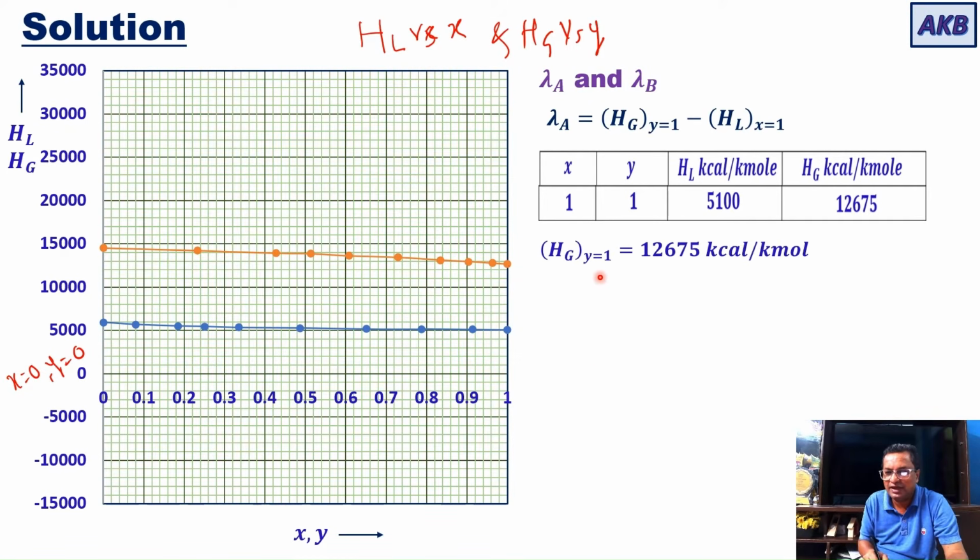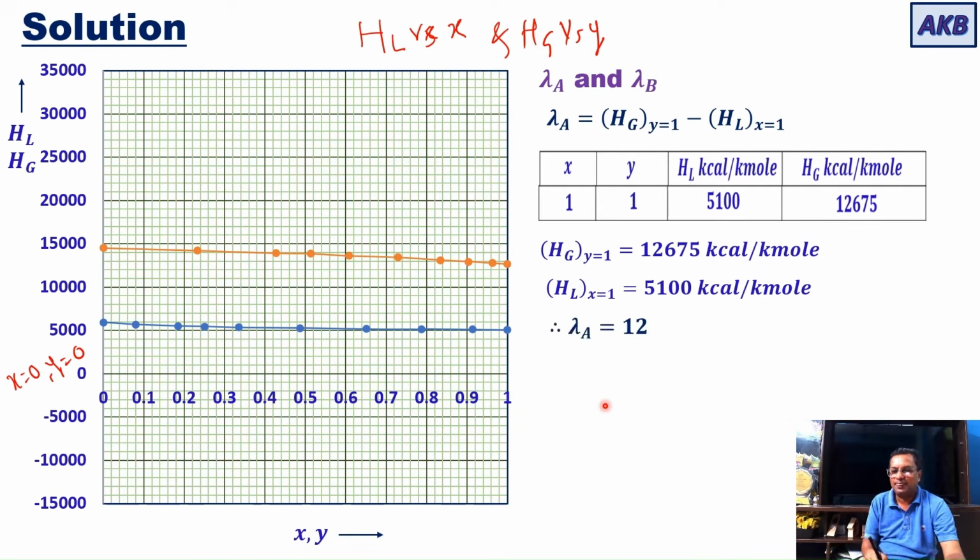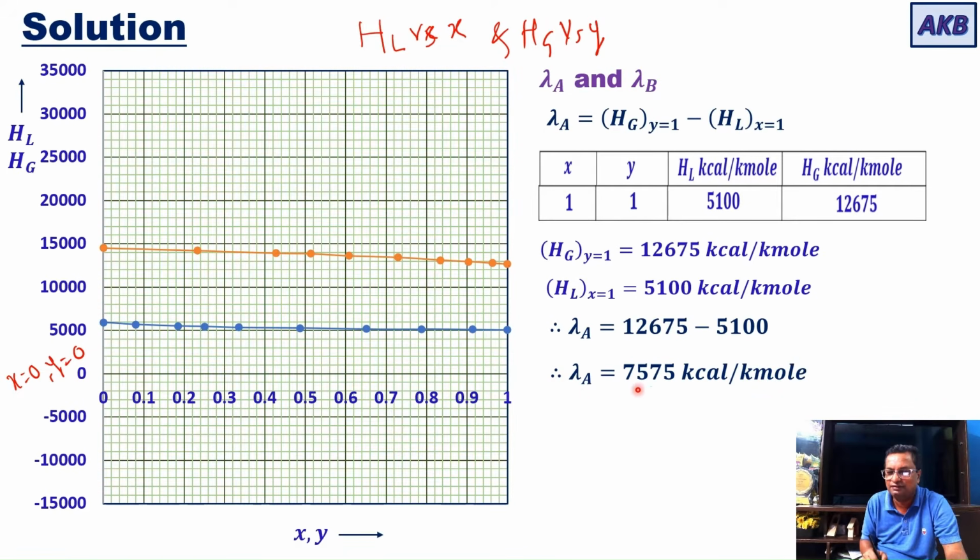So here Hg at y is equal to 1 is 12675 kilocalories per kilomole, and HL at x is equal to 1 is 5100 kilocalories per kilomole. The simple task now is to use these values to get lambda A. So lambda A is equal to 12675 minus 5100. That gives us lambda A as 7575 kilocalories per kilomole, and that is nothing but the molar latent heat of vaporization of A. What is A?